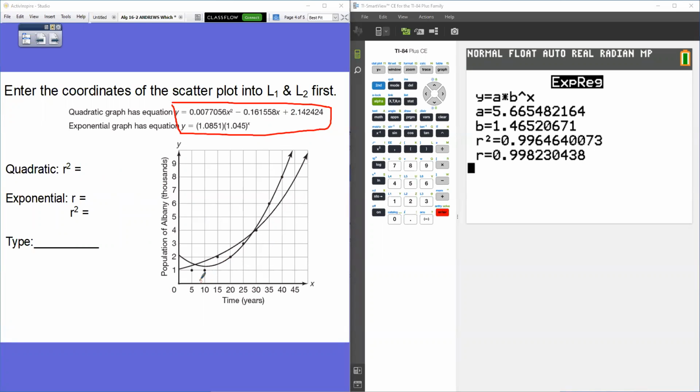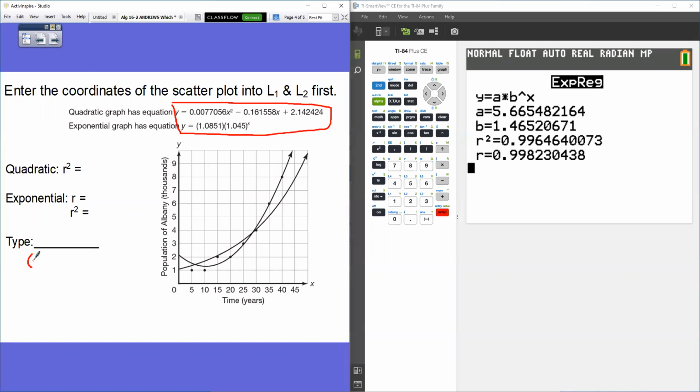So what you're going to have to do is figure out the coordinates of the points that are on the scatter plot. This is just one scatter plot. They do 2 different things. You have the quadratic, which is the parabola, and you have the exponential, which is the single curve. And they want to know which one fits the data better. So you have to identify your coordinates.